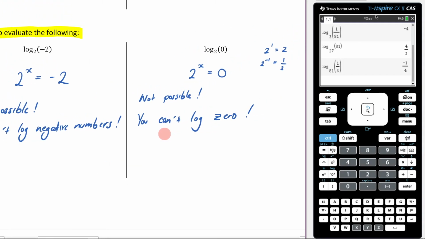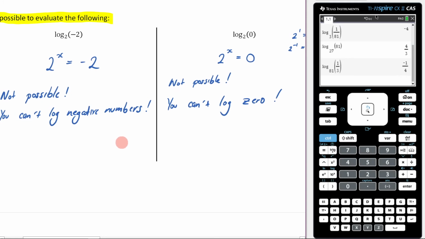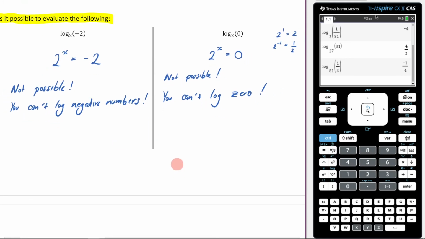So here are two things you can't do. You can't log negative numbers. Doesn't make any sense. And you can't log 0. Also doesn't make any sense.